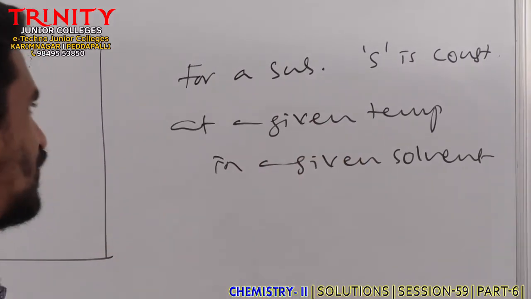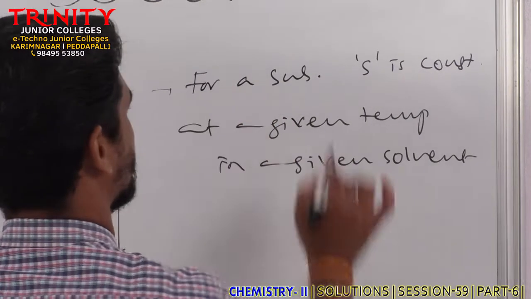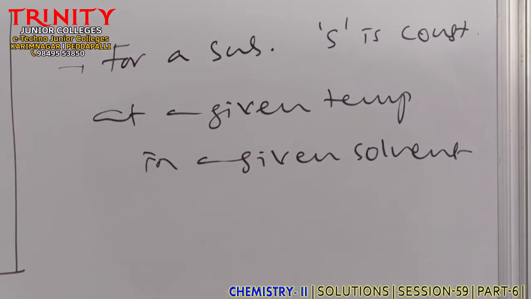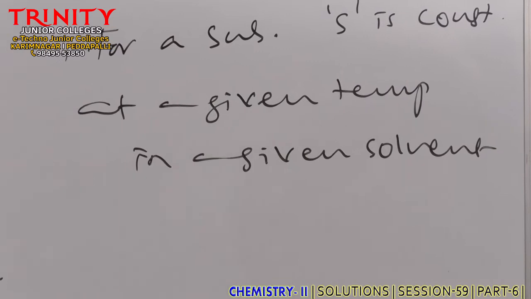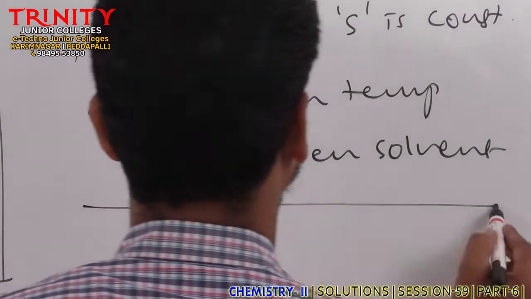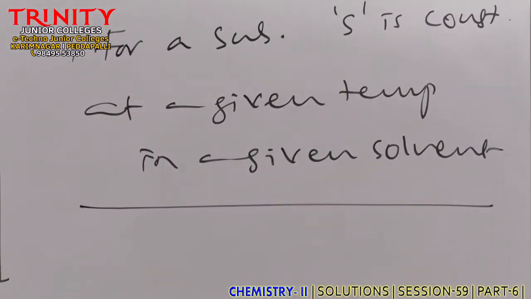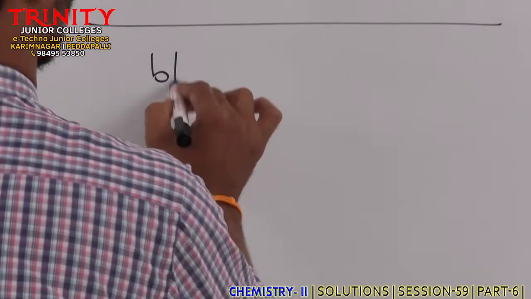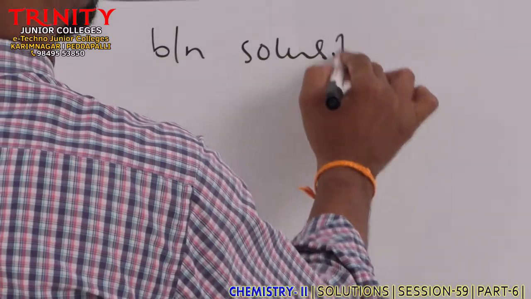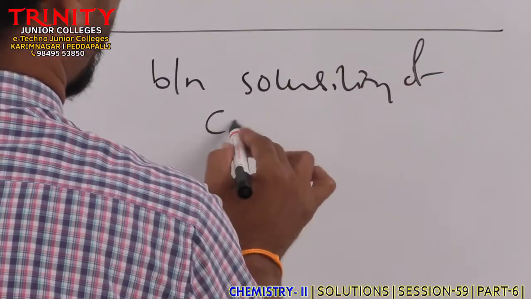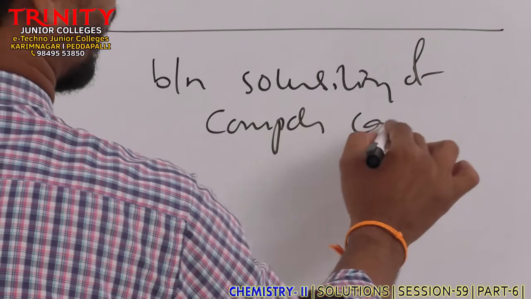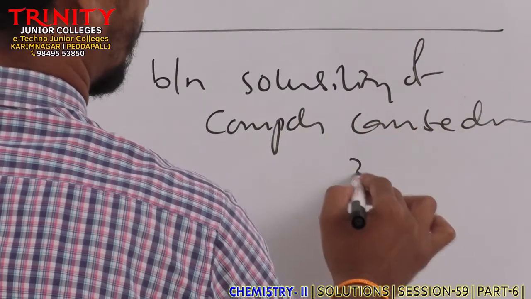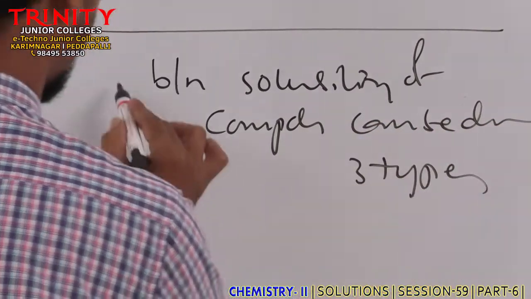Is it clear? So like this we can say for a substance, solubility is constant at a given temperature in a given solvent. This is about solubility, and based on the solubility, substances can be divided into three types.